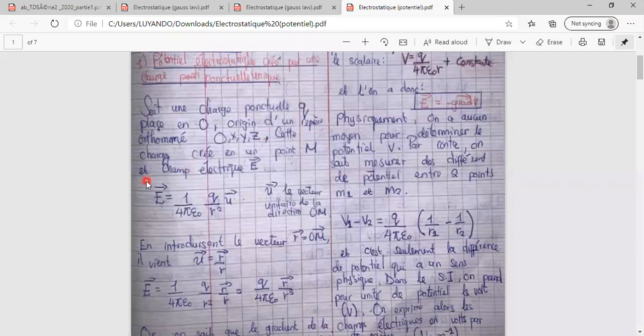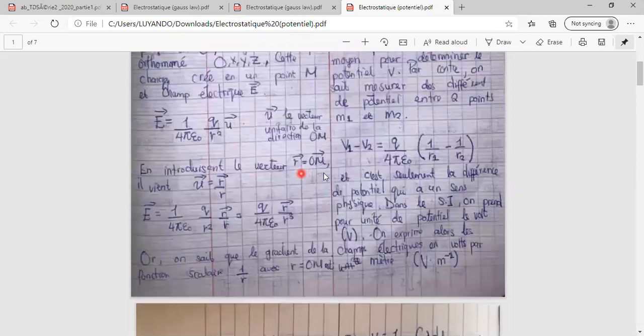Which I believe we talked about. We talked about how we came up with the formula for the field, where U is the unit vector in the direction OM, and then introducing the vector r. So we talked about U. U is the unit vector from the direction of O, the point O where the charge is, to the point M. So our U is represented by the vector r over the actual quantity, which is r. So we know that r is the distance from O to M.